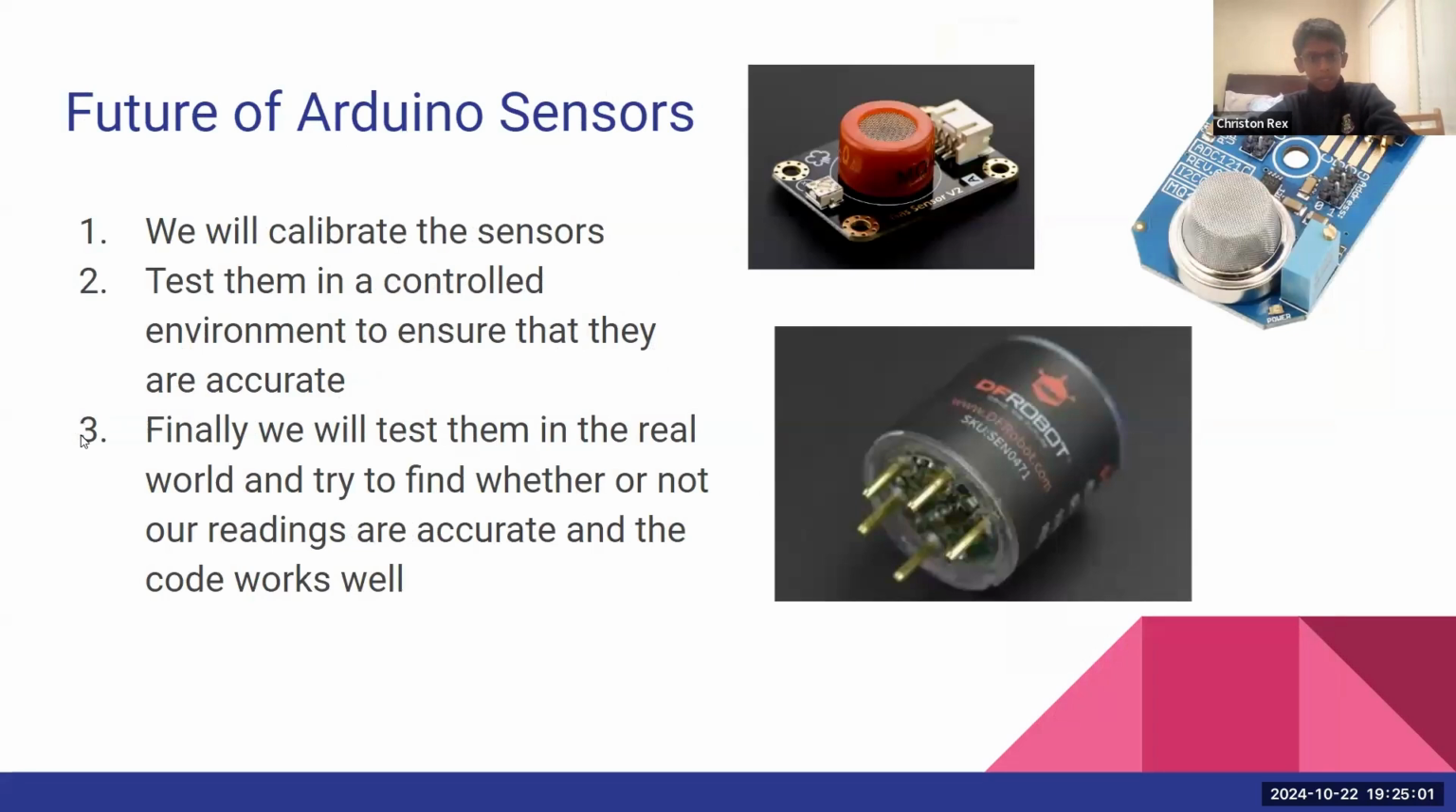In the future, we're going to try calibrating the sensors and test them in a controlled environment to see if they're accurate. We will probably test them around 20 degrees Celsius, where many of the sensors are most accurate, and we will see exactly what we need to change in the code, and also what we can change on the sensors to make sure that our results are the best that they can be. Finally, we will go on a predetermined path and test them in the real world to see if the readings are accurate or not, and if the code really works.